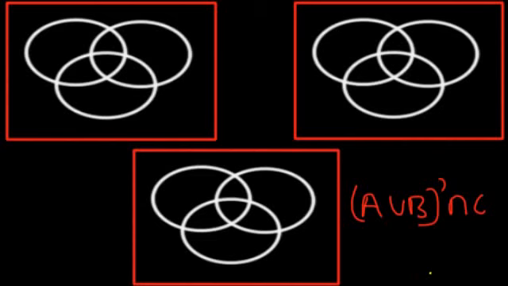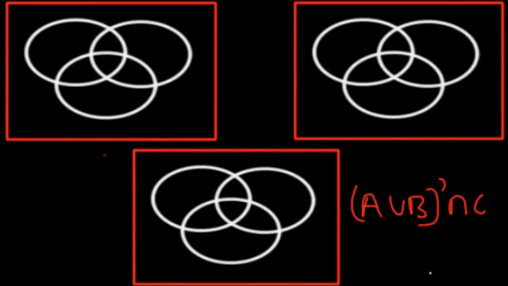Okay, now what about A union B prime intersection C? How can we figure out the region to be shaded for such an operation? The first thing we need to do is to figure out A union B. After that, we figure out its prime. Then we check if there's any common region being shaded in the prime and set C.